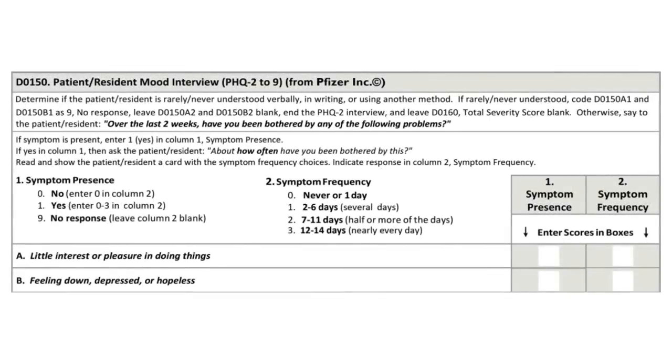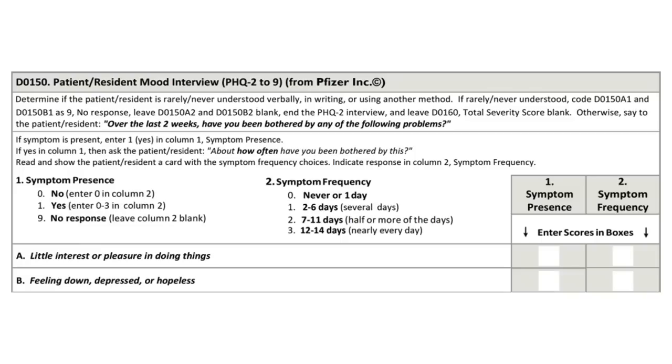Let's look at some coding examples. For the first question, symptom presence, if the patient or resident responds no, then code a 0 no in column 1 and enter a 0 never or 1 day in column 2 for symptom frequency. If the patient or resident responds yes for symptom presence, then code a 1 yes in column 1. The interviewer will ask a follow-up question to determine symptom frequency. The interviewer must ask the question, "About how often have you been bothered by this over the last 2 weeks?" Depending on the patient's or resident's response, code a 0, 1, 2, or 3 in column 2 for symptom frequency.